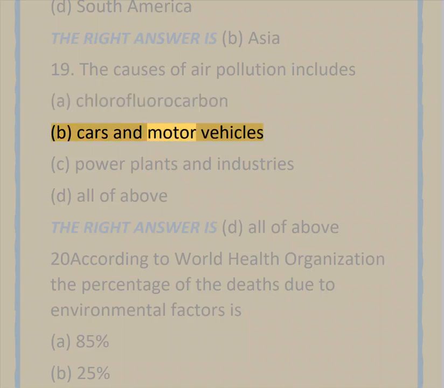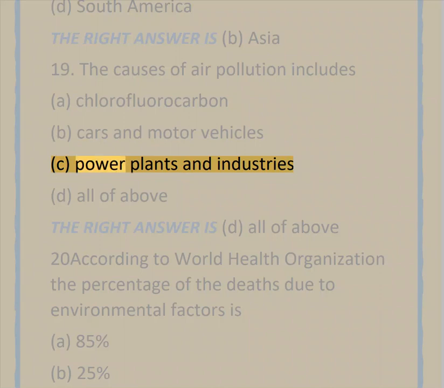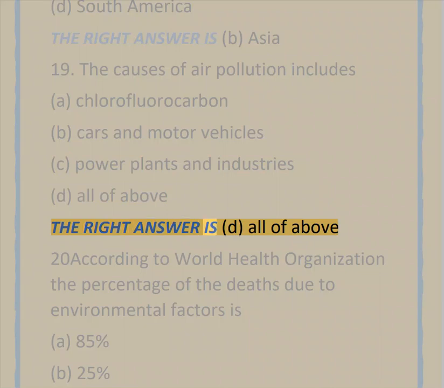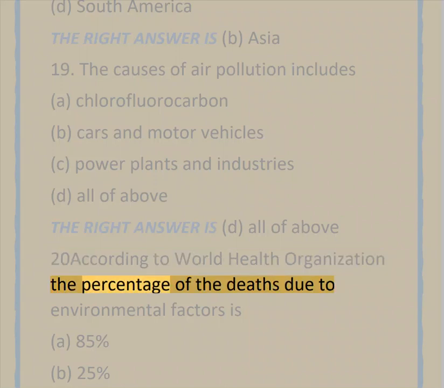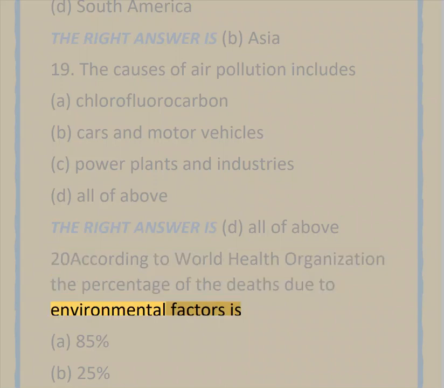19. The causes of air pollution include A. Chlorofluorocarbon, B. Cars and motor vehicles, C. Power plants and industries, D. All of above. The right answer is D. All of above.